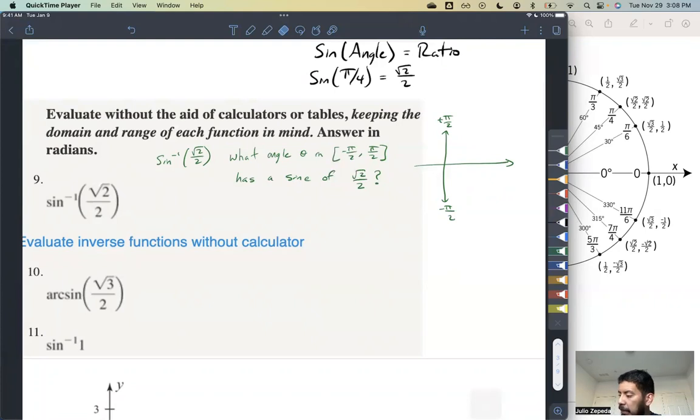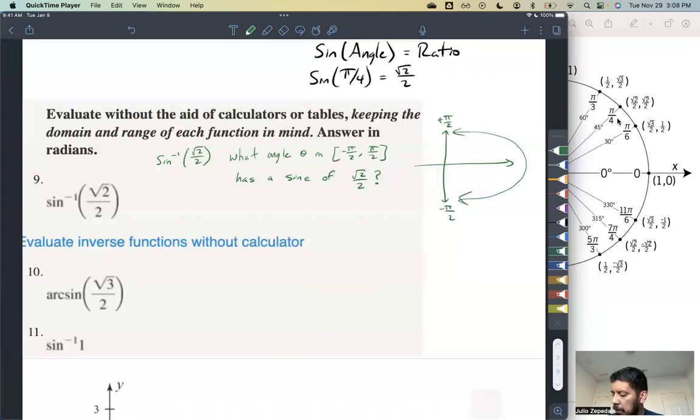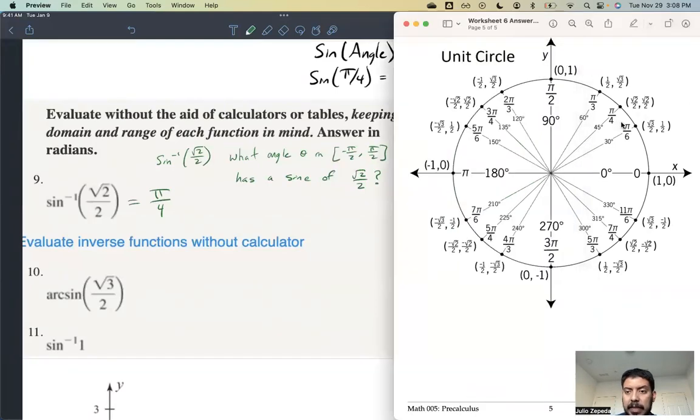Well, if we're looking at these two quadrants here, we can take a look at the unit circle now. I have it off to the side here. And we can see that the y value here, the sine of this angle, is square root 2 over 2. So my answer is just pi over 4. That's the answer, as long as you're searching in the correct quadrants.